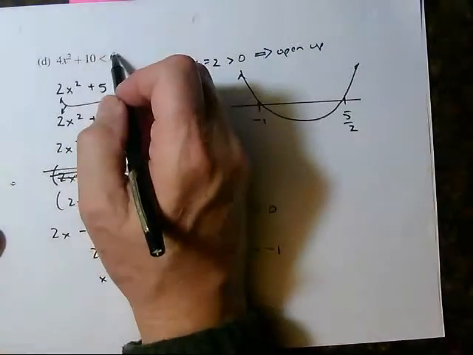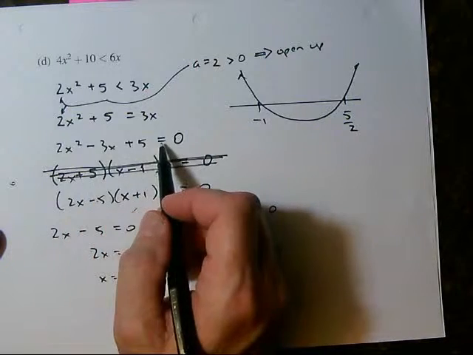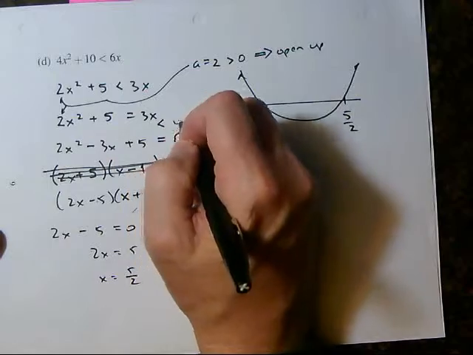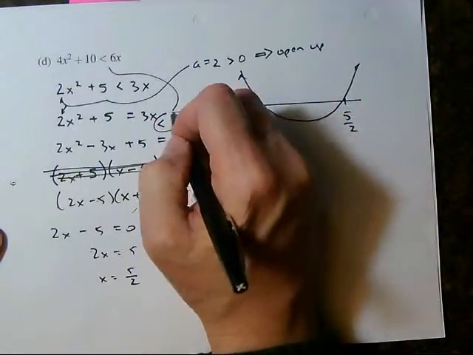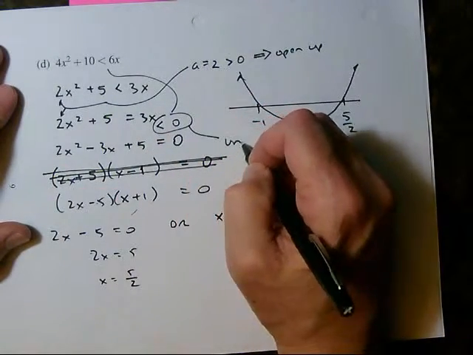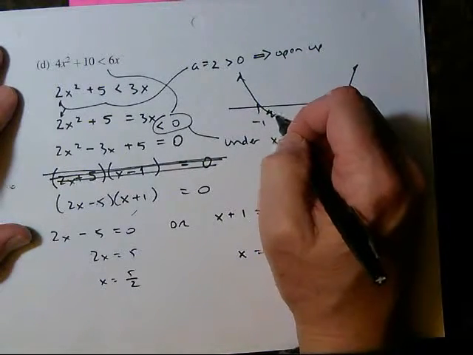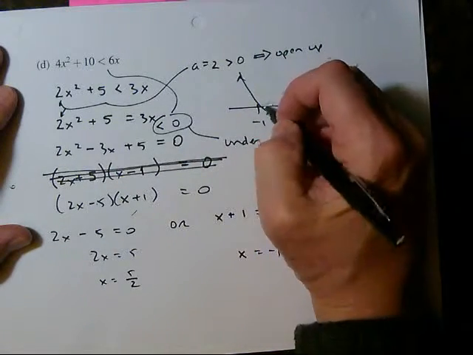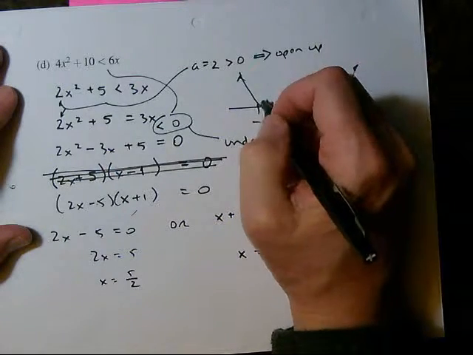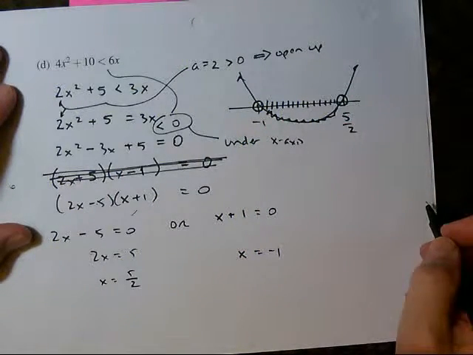Okay, so if I rewrite this like this, then my inequality says that I'm less than 0. So that means I want to be under the x-axis. So where is this graph under the x-axis? Well, this is graph under the x-axis. These are the x's that make it happen. These are my solution. I'm under, I'm not on, so I have to exclude that point and that point.